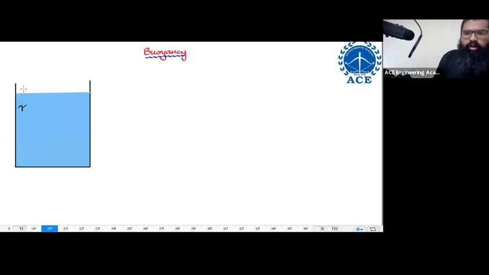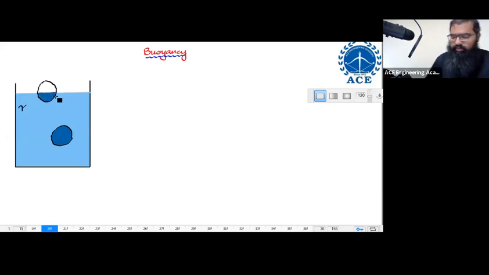When I drop the body in fluid, any of two things can happen. One is the body might completely submerge. The other is the body might partially be immersed. First case, the body is getting fully submerged. Second case, the body is partially immersed.